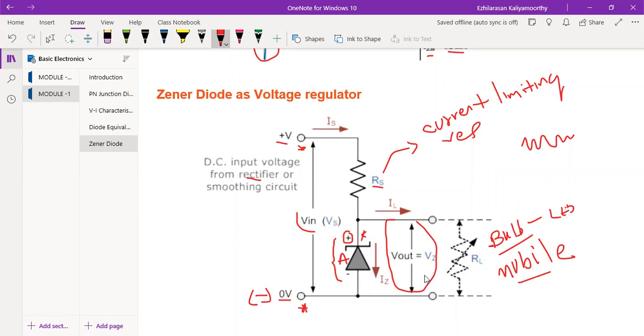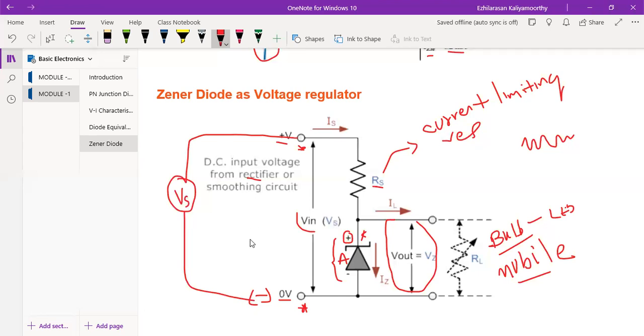Now let us look at the resistor RS, which one? This resistor. The resistor RS is connected in series with the Zener diode. Correct? It's connected in series to limit the current flow through the diode from the voltage source. Now VS is connected across the combination. You have to assume it like this. This is VS.